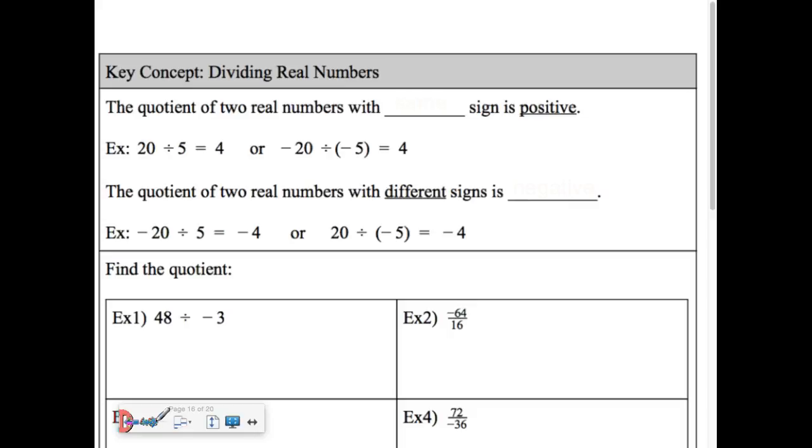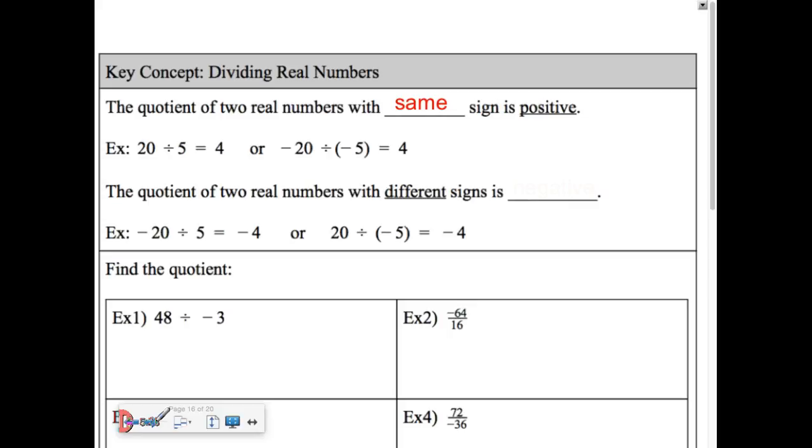It says these rules are going to seem very similar to yesterday, multiplying fractions, because multiplying and dividing are very similar since they are the opposites of each other. So it says the quotient of two numbers with the same sign is going to be positive. Just like yesterday, when you have a positive times a positive, your answer will be positive. Same with dividing. If you have a positive divided by a positive, your answer will be positive. If you have a negative divided by a negative, your answer will be positive.